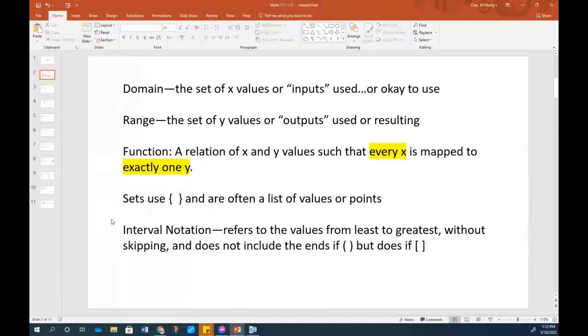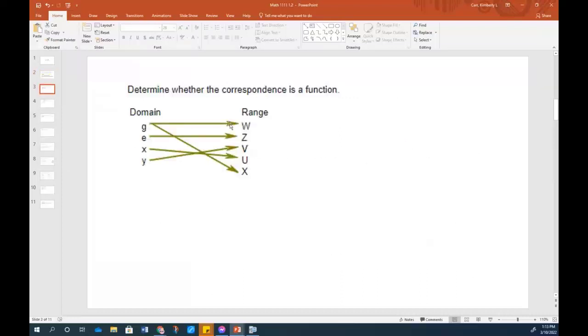Okay? So we will apply all of these definitions in the next several slides. Domain, x values; range, y values. But you might want to pause and maybe snap a picture of that so that you can refer back to it as you're doing some other stuff, because that's kind of the informational slide. So the next one's practice.